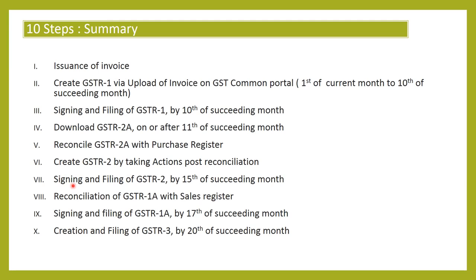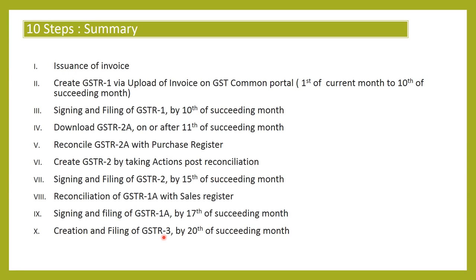Signing and filing of GSTR 2 by the 15th of the succeeding month. Reconciliation of the created GSTR 1A with the sales register, and signing and filing of this GSTR 1A by the 17th of the succeeding month. After that, creation and filing of GSTR 3 by the 20th of the succeeding month. With this, all the compliance requirements will be fulfilled, and this GSTR 3 may ask you for the payment of tax, if any, due to your liability on the outward supplies.